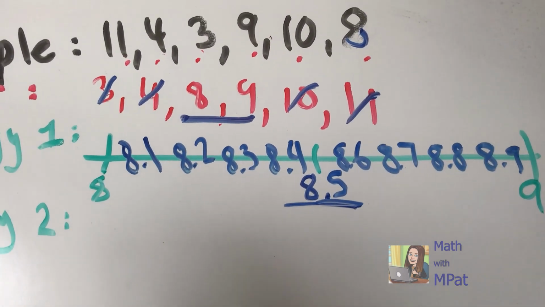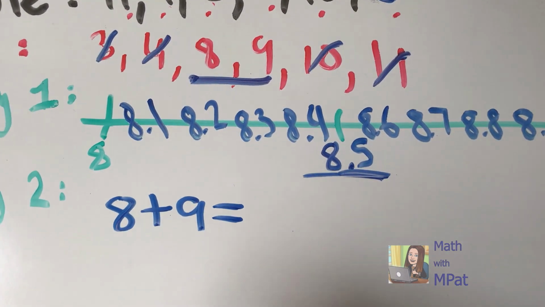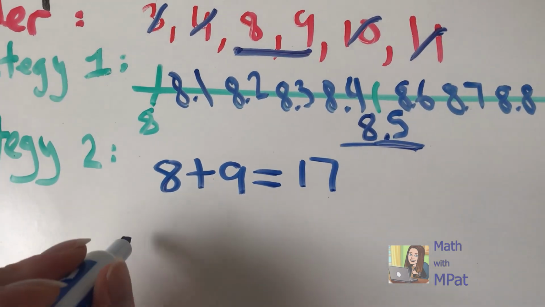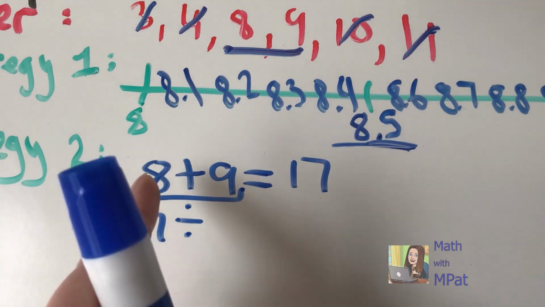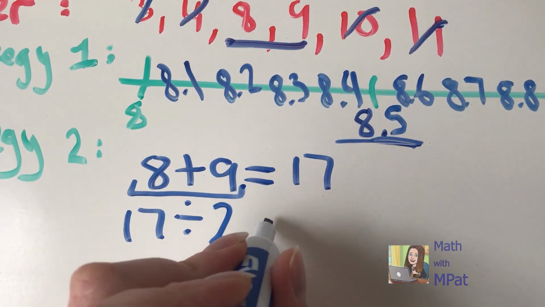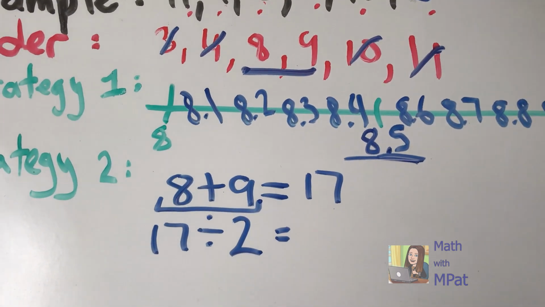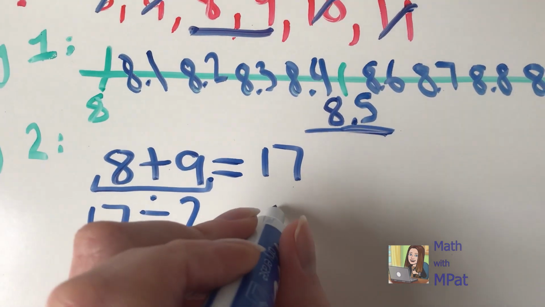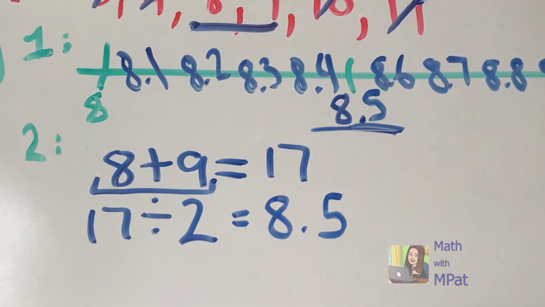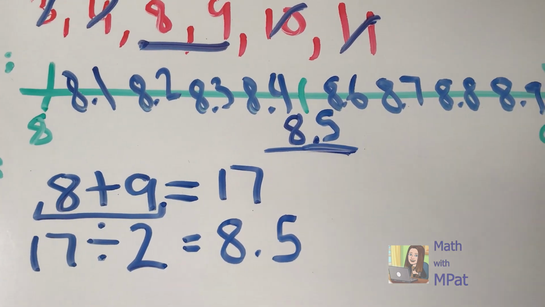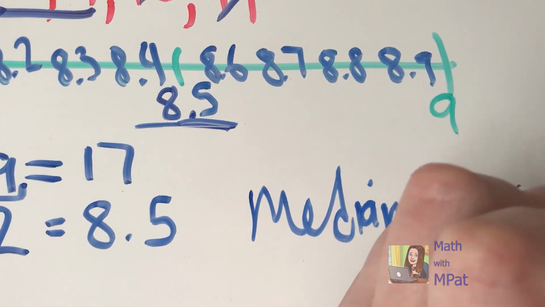Let's double check with our adding and dividing strategy. 8 plus 9 equals 17. 17 divided by how many numbers I'm using? 1, 2. 2 numbers. I can draw it out, I can decompose, I can use some adding strategies, I can use a calculator. I get 8.5. Do those 2 numbers match the number line and the answer? Yes, they do. So our median is 8.5.